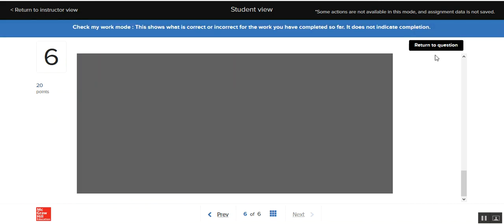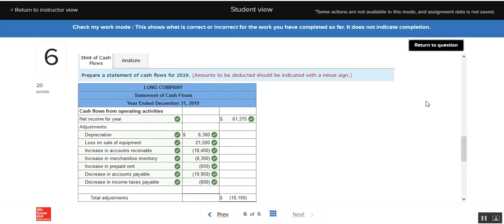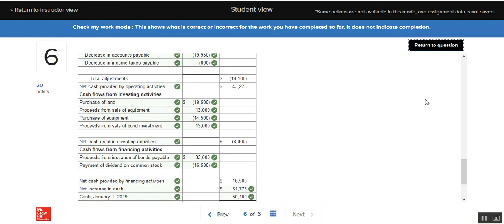So when you check your work, we hope you see lots of green checks. Should look something like that.